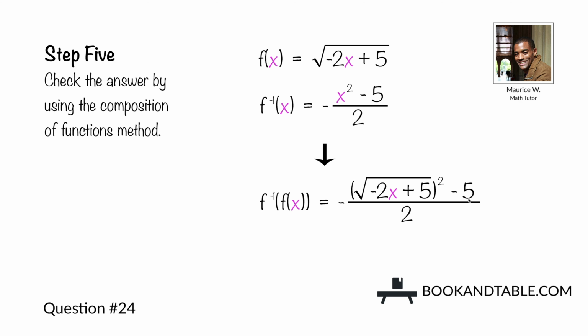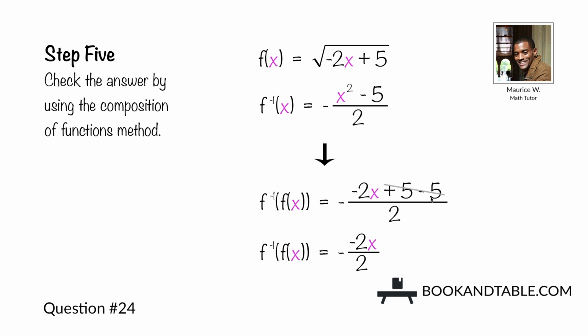And now we evaluate. We remove the radical since we're squaring, so we get negative 2x plus 5 minus 5 in the numerator. 5 minus 5 cancel each other out, leaving us with negative 2x over negative 2. And negative 2 cancels out negative 2, leaving us with x. So since both orders give us an outcome of x, that confirms that the inverse function is equal to negative x squared minus 5 over 2.